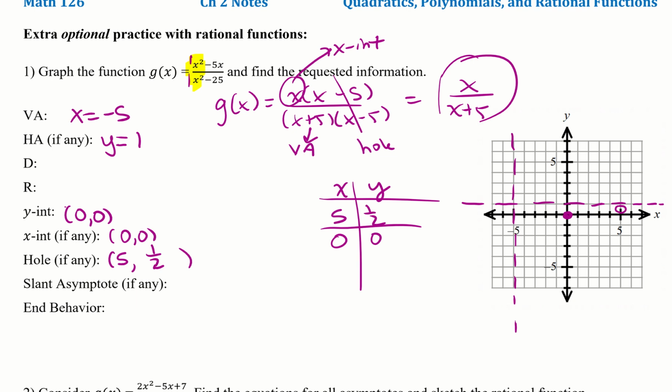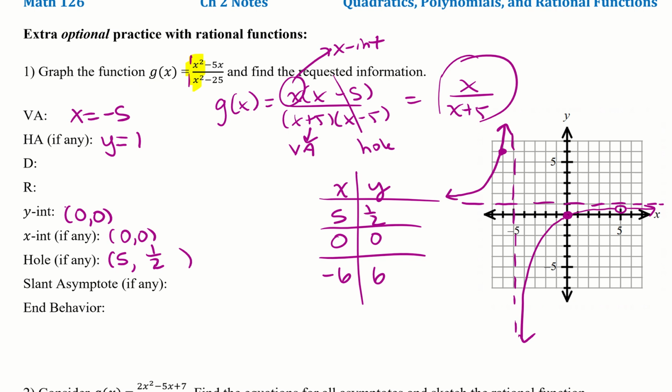So, I feel like I have enough points on this right-hand side to graph this. Something like this. On the left-hand side, I'm not really sure if it's above or below the horizontal asymptote, so I'm going to test a point at -6. I like to use the reduced one. I get -6 over -1, which is +6. So this should look something like this.